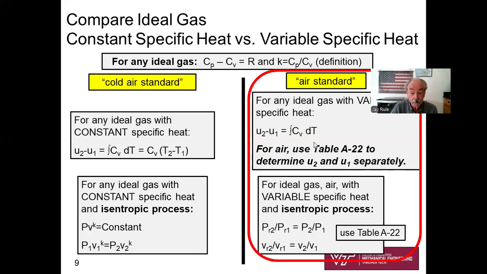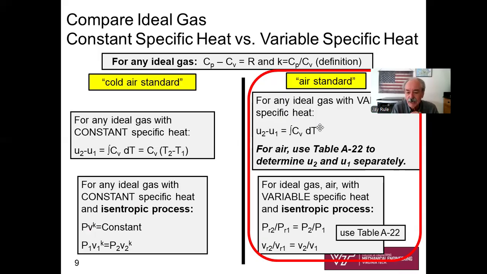Okay, and then this is a visual summary of what I just said. For any ideal gas, air standard or cold air standard, Cp minus Cv always equals R. Also, k is Cp over Cv. For air standard, we don't use k because Cp is a variable. Therefore, k would be a variable. All right, so for any ideal gas with variable specific heat, you can see where we're headed.